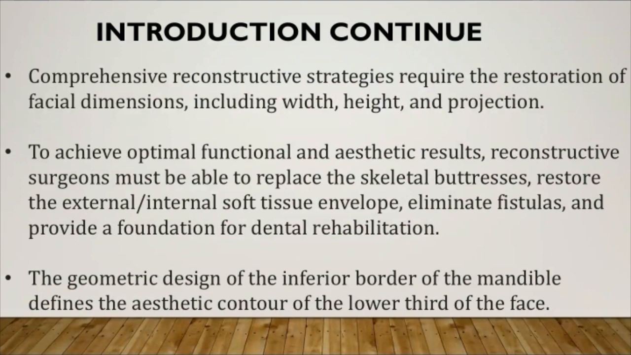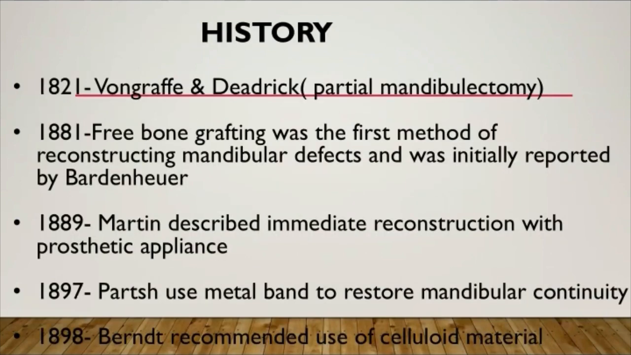Comprehensive reconstructive strategies require the restoration of facial dimensions, including the width, the height, and the projection. To achieve optimal function and aesthetic results, the reconstructive surgeon must be able to replace the skeletal buttresses, restore the external and internal soft tissue envelope, eliminate fistulas, and provide a foundation for dental rehabilitation. The geometric design of the inferior border of the mandible defines the aesthetic contour of the lower third of the face.